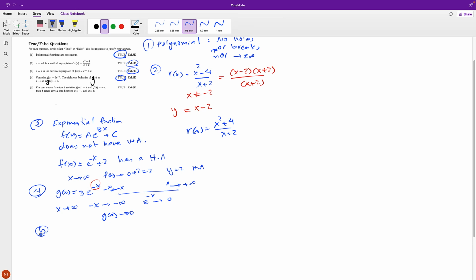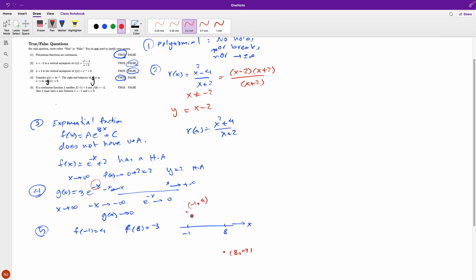If a continuous function f satisfies f of negative 1 equal to 4 and f of 8 equal to negative 3, f must have a 0 between negative 1 and 8. So let's say this is the x-axis. f of 8 is negative 3 down here, and f of negative 1 is 4.